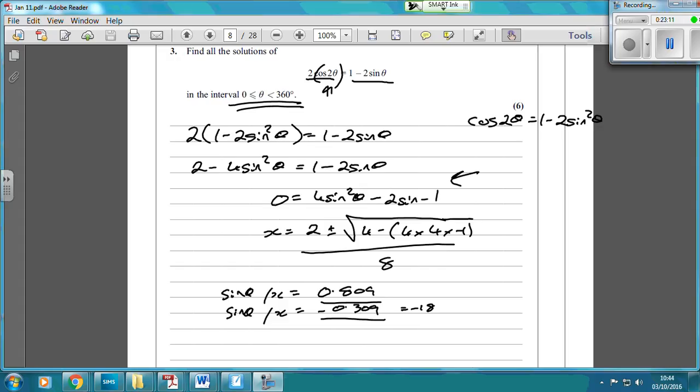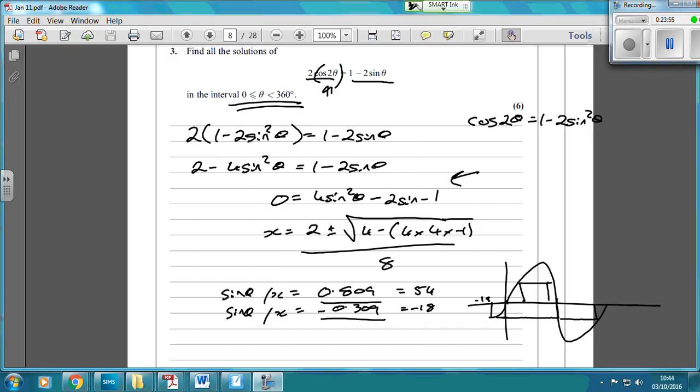And if I do the inverse sin of 0.809, we can do the sine graph in between 0 and 360. We've got minus 18, which is going to be the same as this value here and this value here, and 54 for these 2 values here.